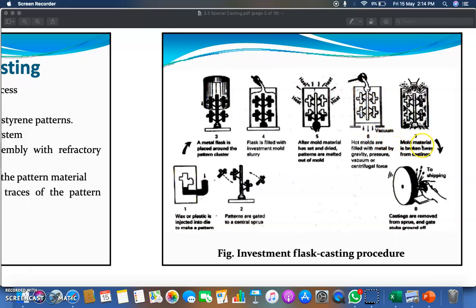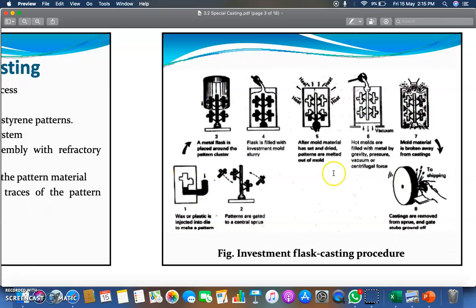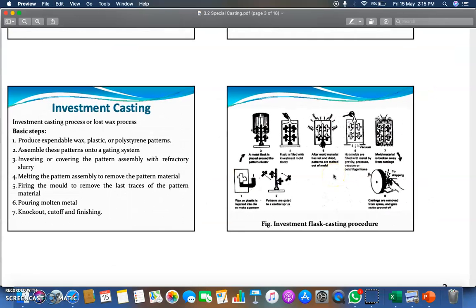Then in the next step, the mold material is broken away from the casting. Castings are removed from the sprue and gates so that you get a whole investment casting product. In this way your investment casting is done. You have to follow these seven steps for the investment casting procedure.